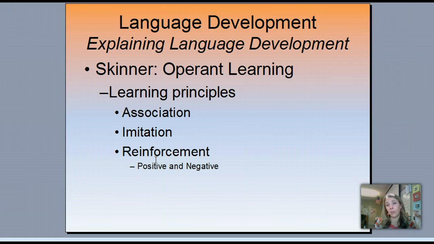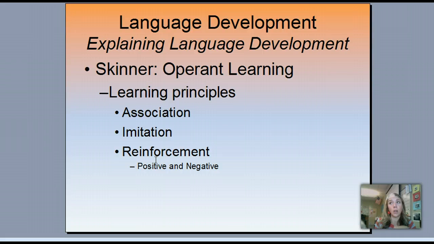And then I reinforce it by laughing because I think it's hilarious when he says it, especially when he says it like me. And so that's reinforcing him saying it again. So Skinner believed operant learning is the key to language development. They hear things, they associate, they imitate, and then it's reinforced, either positive or negative.